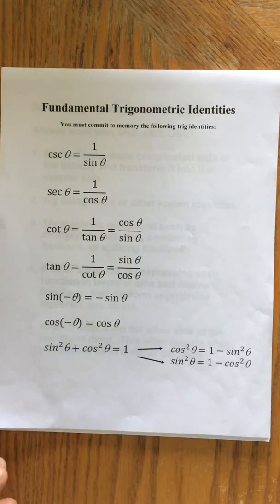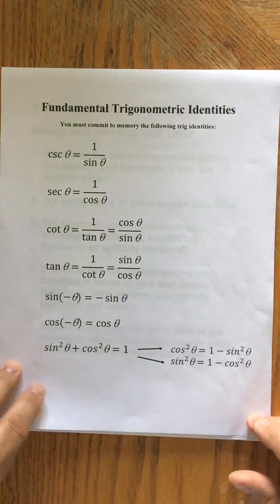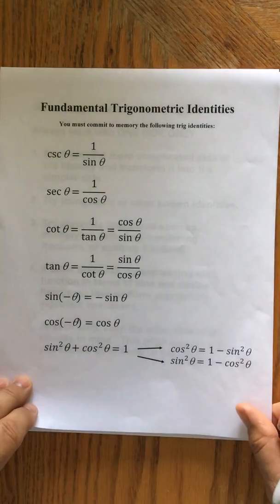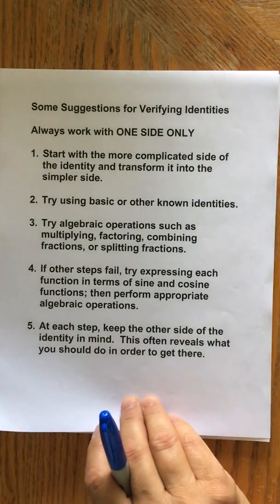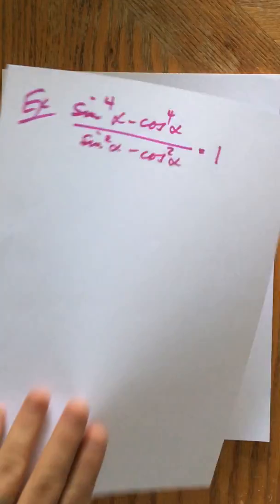So here are the fundamental identities that I've used without having to prove them, although there are a couple of videos where I explain where these come from and why these are actual identities. And then these are suggestions that books tend to give you to help you out. Okay, so now let's start with one of the examples.